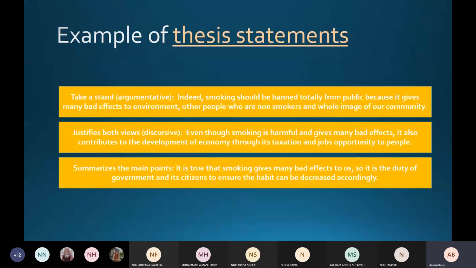Right, and then kalau you gunakan problem solution, you can actually summarize. It is true that smoking gives many bad effects to us.